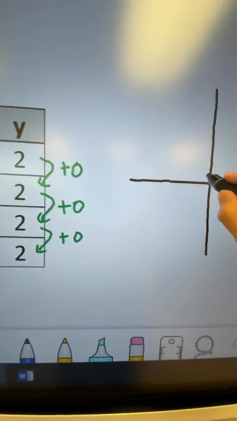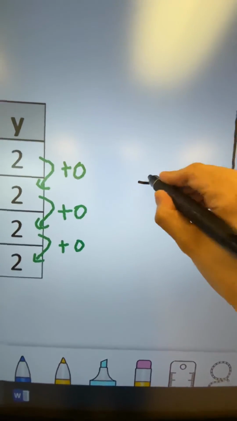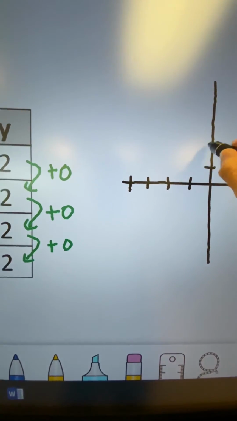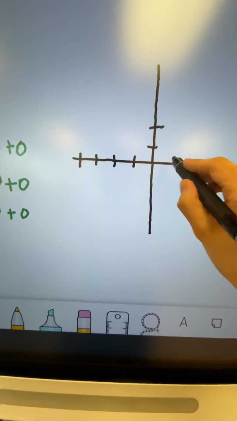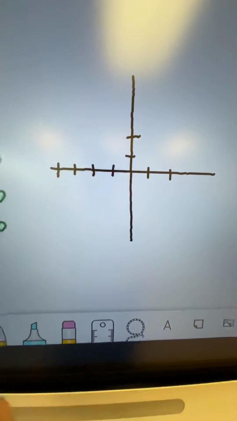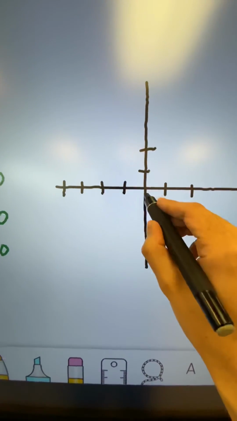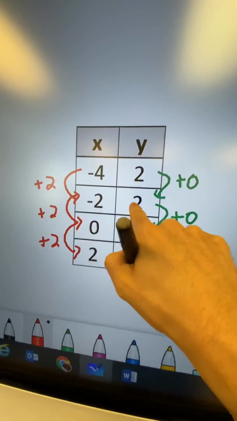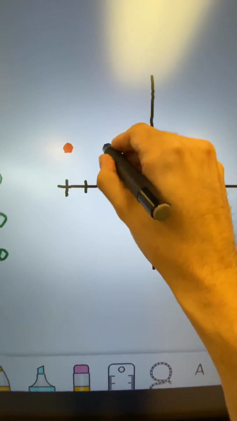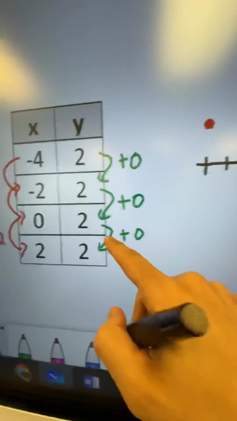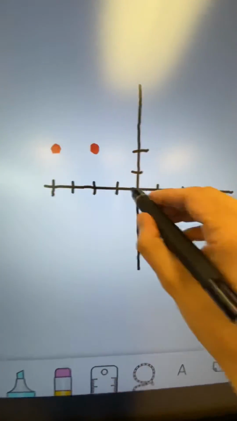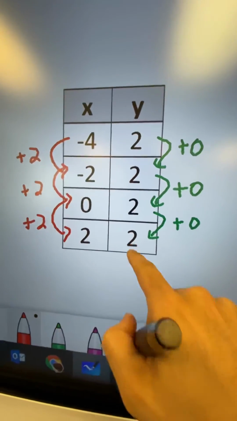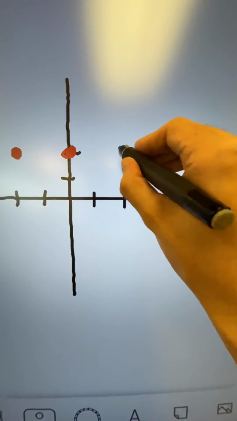So let's just plot the points so you can get an idea. So I'm going to set this up. So -4, 2, we have to plot -2, 2, 0, 2, and 2, 2. So this should be enough to graph it out. So -4, 2 would be left 4 up 2. -2, 2 would be left 2 up 2. Then I have 0, 2. And then the last one, 2, 2. So right 2 up 2.